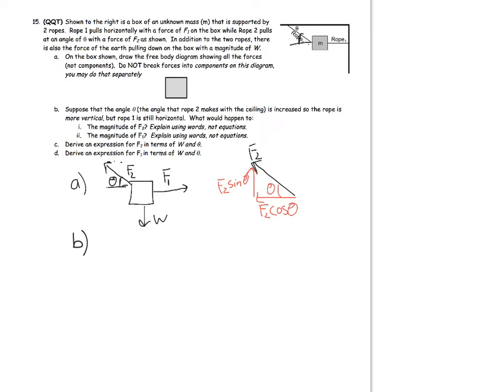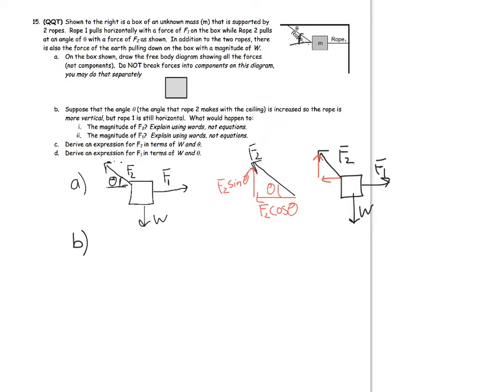Moving on to part B, I'm now asked what would happen if this angle here, theta, was increased so that it became more vertical. So I'm going to redraw that situation and look at what the implications would be of that. So the thing that I'm going to notice, and this is really the key to answering this question, is that no matter what, if we're looking at our y forces, the weight of the object has to be balanced by that y component of F2.